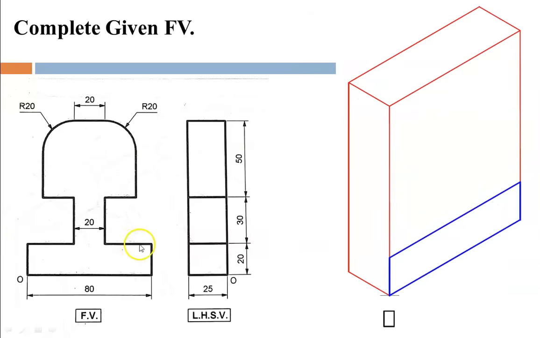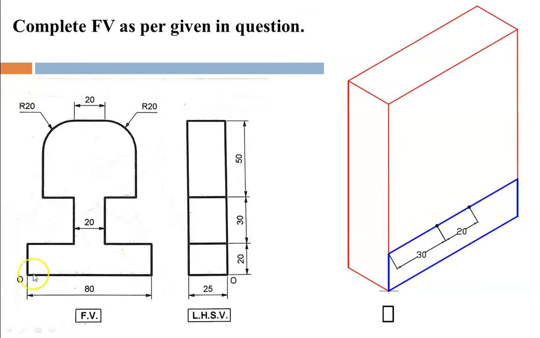Now considering this edge, we are going to draw a line over here. Join the two endpoints with a straight line, and this line must be parallel with this one. Now plot the required points. From here, 1, 2, 3 and 4 points we need to plot. This is your first point. Then this width is given to you, that is 20 mm, and this is 80.